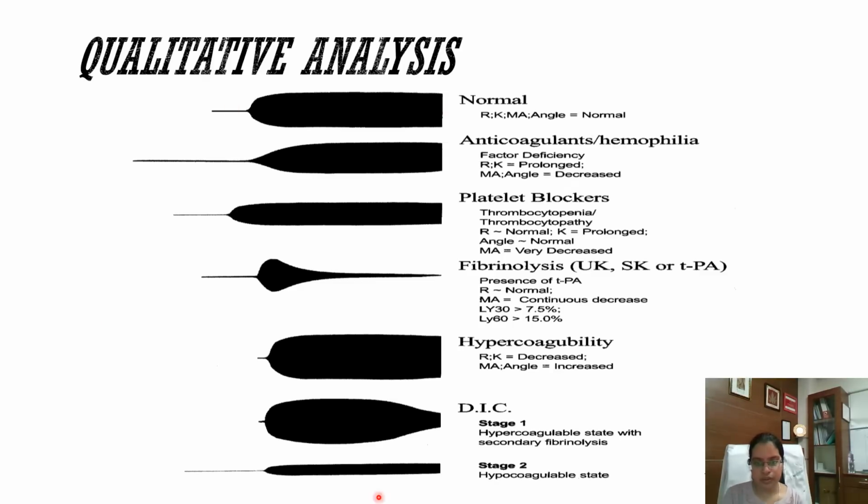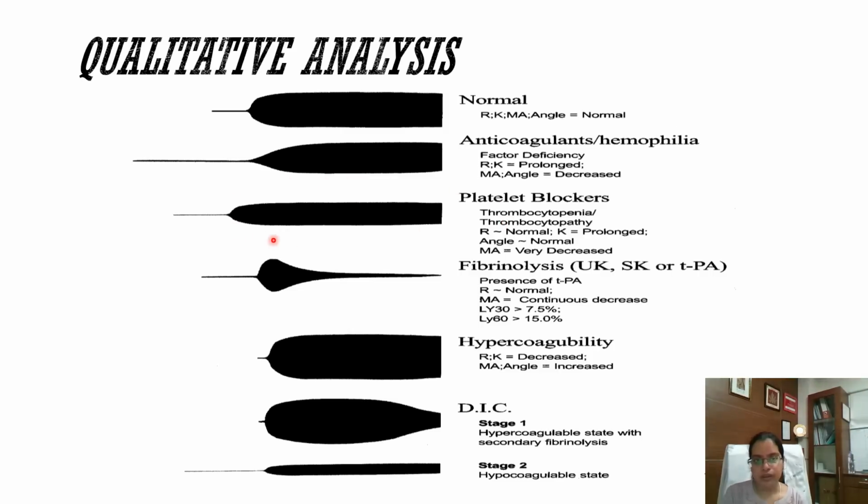So these are all the traces. This is a normal trace. You can see normal R time, K time is normal. There is normal maximum amplitude. As compared to this, you can see in this the R time is so prolonged. So there is a problem in clotting factors. So patient can be on any anticoagulants, or patient can have hemophilia, or there is any factor deficiency. So we will give FFP to this patient.